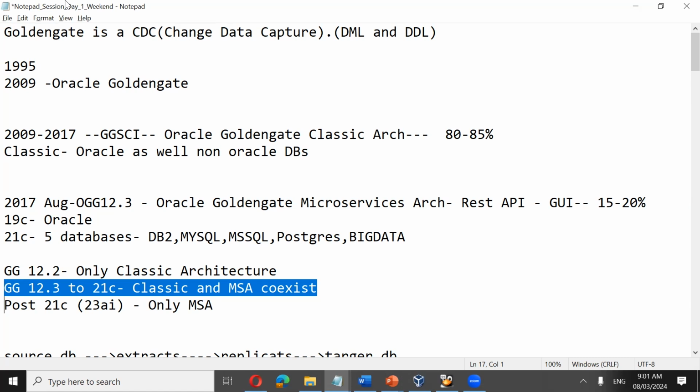Another question which people ask me is where you can use these architectures. You can use classic or microservices architecture in the cloud, on-prem, anywhere. It's not like you can only use it on-prem or in the cloud. You can use it at any place.